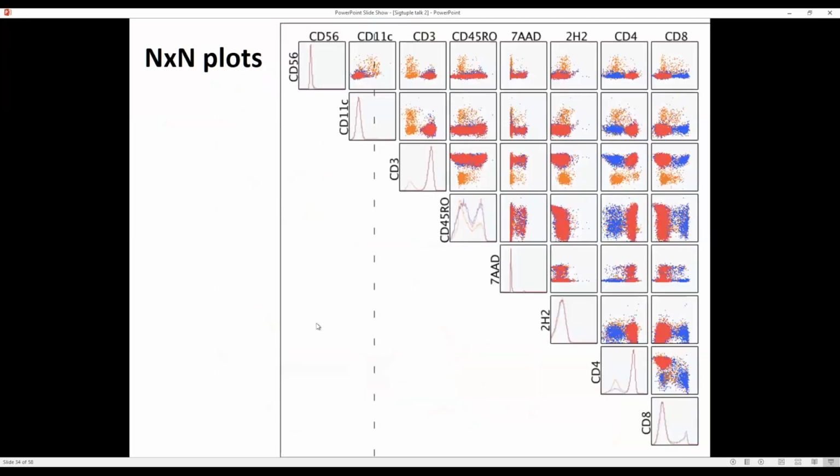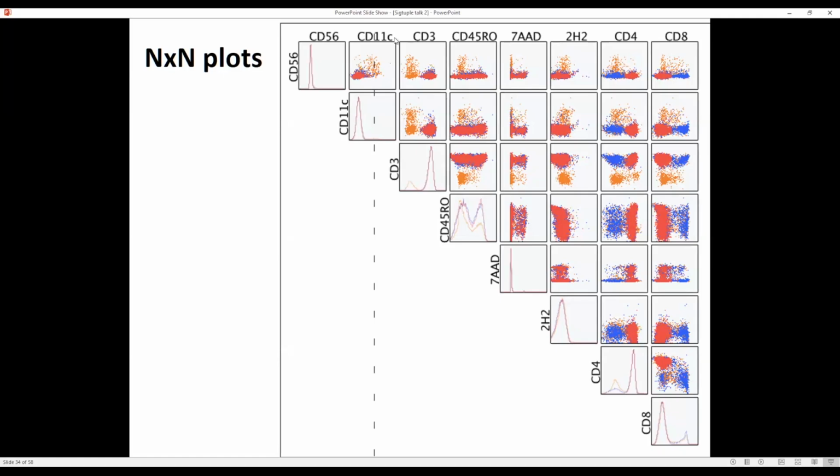Now, how do you know that we have got adequate compensation? Is there any spillover happening? The best way, remember, those who are practicing flow, is to make an n by n plot. What does this n by n plot mean? Say, for example, if you are using 10 fluorochromes, make plots with all possible combinations, across all fluorochrome combinations. So if there is any spillover, you can easily find it out.